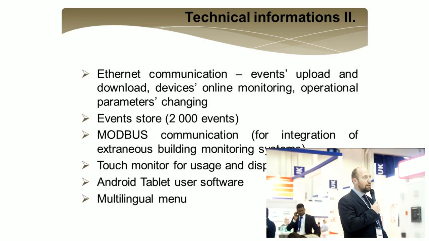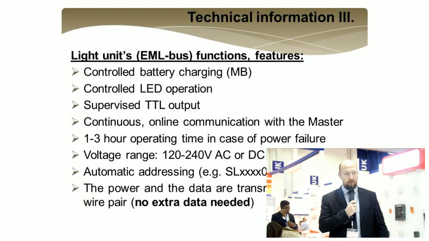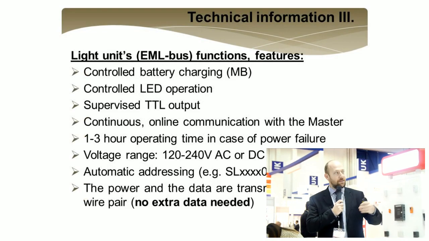Okay, I show some basic information about our light units, the communication units inside the lights. It has a controlled battery charging for the main battery system. This light unit is the same in a central battery and main battery system. The difference is only the battery. The main battery self-contained system contains this battery inside the light, and in the central battery system we use an external battery, UPS.